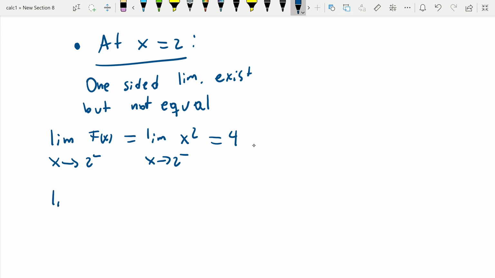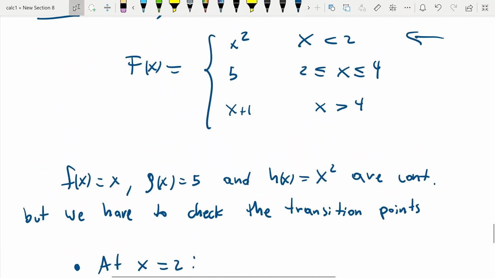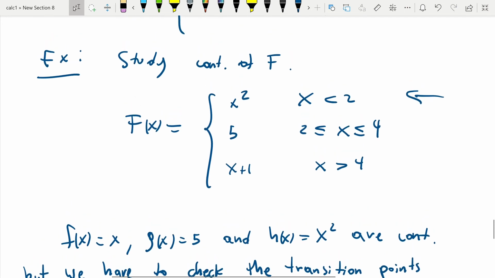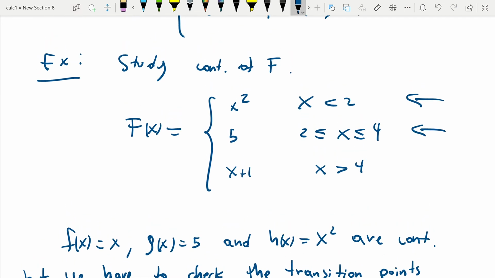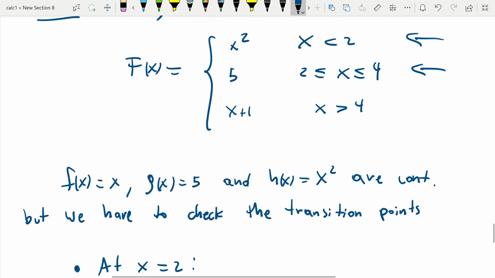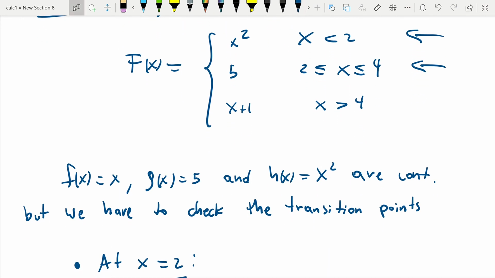However, what happens when we compute the limit of f of x for values slightly greater than 2? If we're computing the limit from the right, that means that we're in this interval, not here. Remember, we're approaching 2, so we're very close to 2, it's just that we're a little bit bigger than 2, so we're between 2 and 4 for sure.